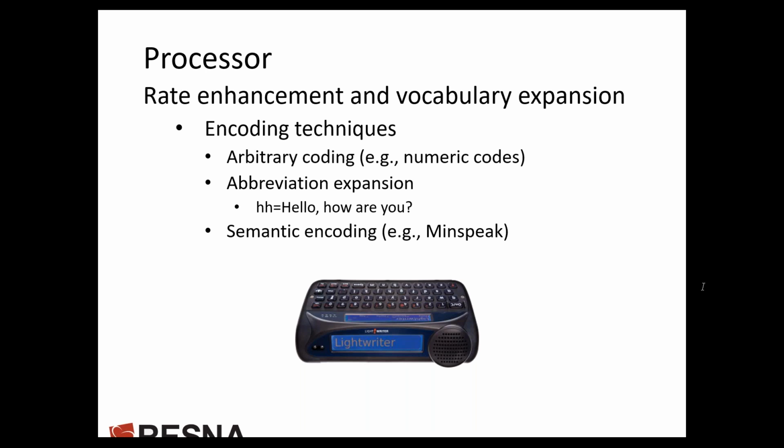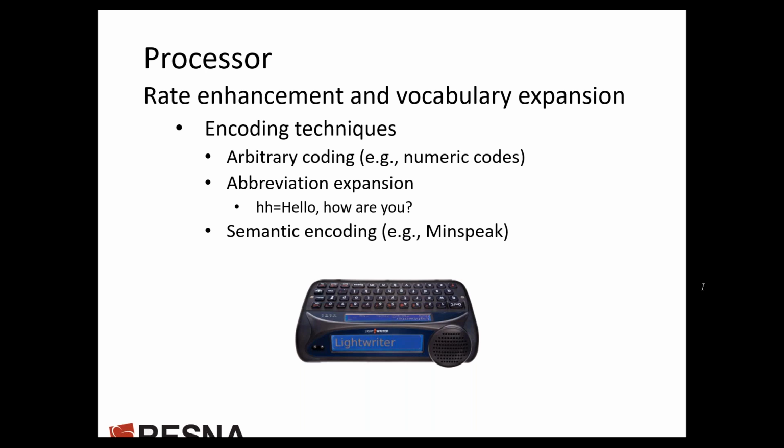So next is our processor. Processors are important, right? Because these are the computers, the electronic component, and it's something that we need to think about and look at because it can be one of the primary features for the rate enhancement and expansion of available vocabulary. And these features are used to amplify the human technology interface.